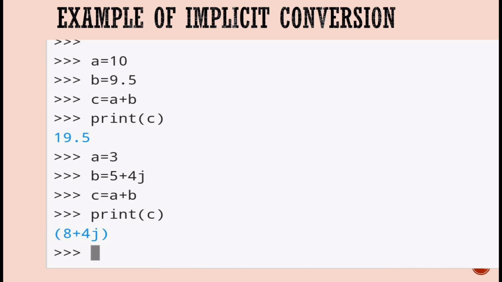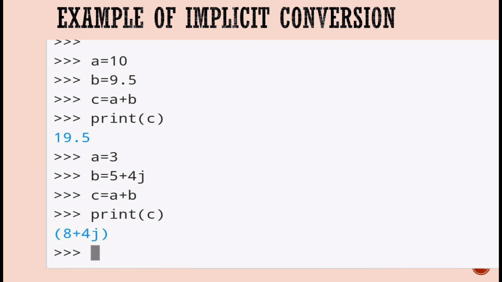Let us see the example here. A is 10, B is 9.5. A is holding integer data, B is holding floating point data. Print C, that is A plus B. Here implicit type conversion has happened. A, which is an integer, will be converted into a floating point type, that is 10.0. 10.0 plus 9.5, the answer we get is 19.5, which is correct. It is an implicit conversion.